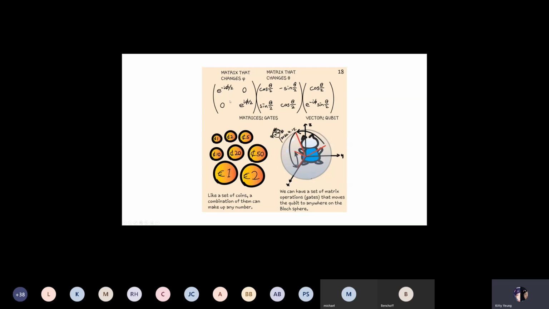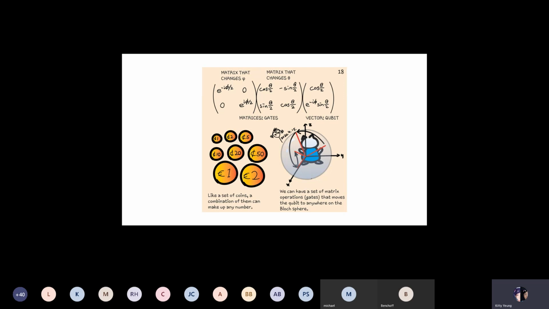So these are the arbitrary matrices and arbitrary vector that tell you that you can put any state on the Bloch sphere and arbitrarily manipulate and change it. But we don't necessarily need to get to every single point on the Bloch sphere. For computational convenience, there are certain locations on the Bloch sphere that we like the qubit to be in. It is like using a set of coins.